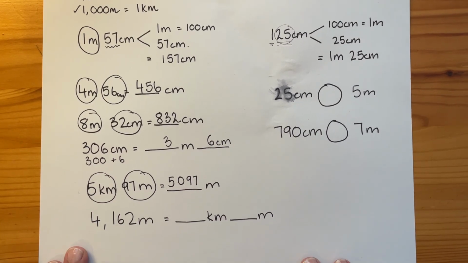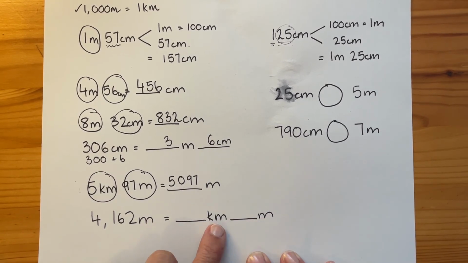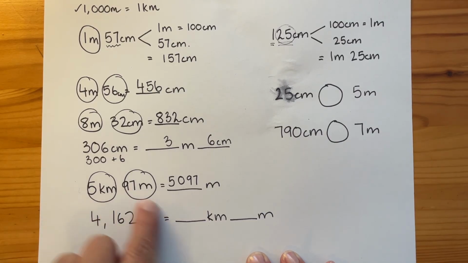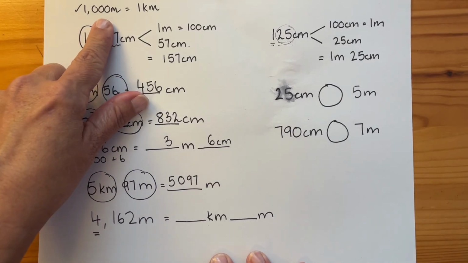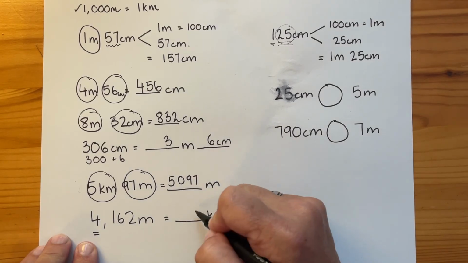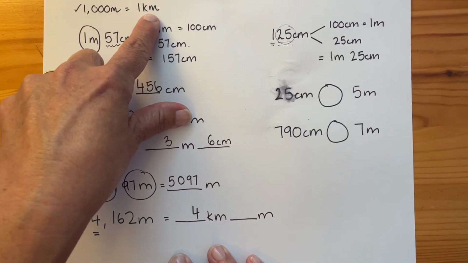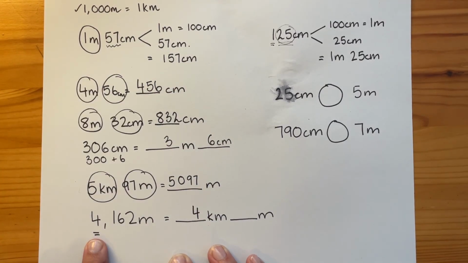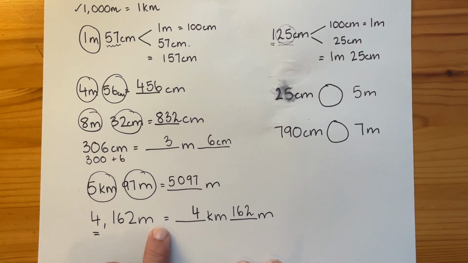Okay, this one at the bottom of the page. We're breaking this into kilometers and meters. But first of all, I have to figure out, well, how many whole kilometers are there in here? Well, I know that's going to be in the thousands place, right? Because there are 1,000 meters in a kilometer. So here I've got 4 kilometers, right? Because 1 kilometer would be 1,000. So 4 kilometers would be 4,000, which is here. And then how many meters do I have left? I have 162 meters left. So this would be the same as 4 kilometers and 162 meters.